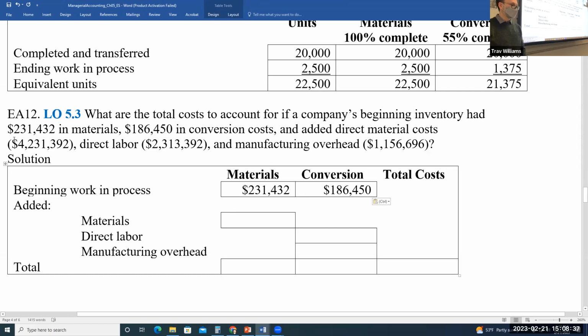Then during the period, they added this $4,231,392 in material costs. Then direct labor and manufacturing overhead.